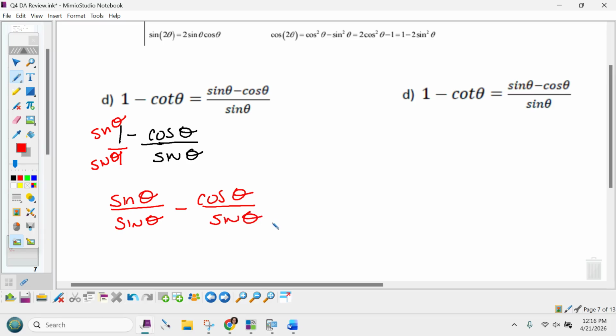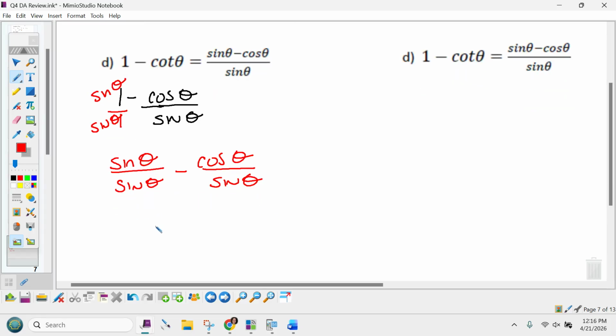And now that we have a common denominator, we can subtract. And there is our answer. We're done. I don't even need the formula sheet for that.